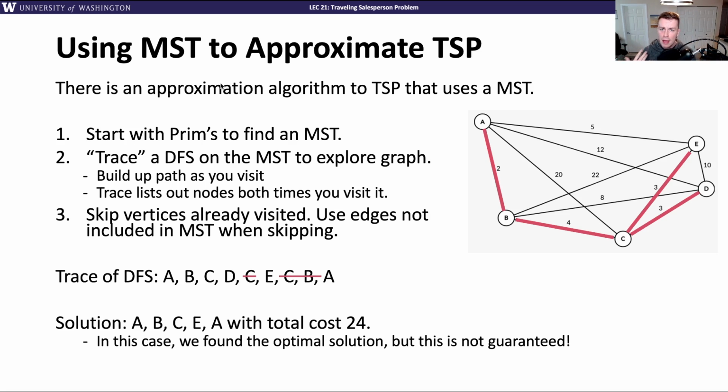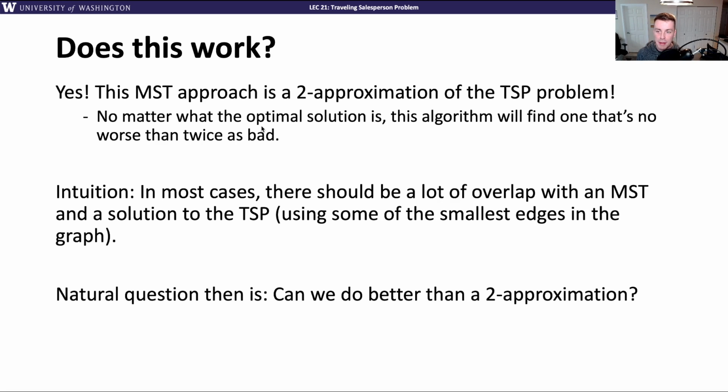And so, if you go through the math, it turns out that this MST approximation ends up being a 2 approximation of that minimum traveling salesperson problem. So no matter what the optimal solution is, this algorithm will always find one that's no worse than twice as bad. And so I was using that 100-mile example as the true optimum. This algorithm will always spit out a path that's 200 miles or less if the optimal is 100.